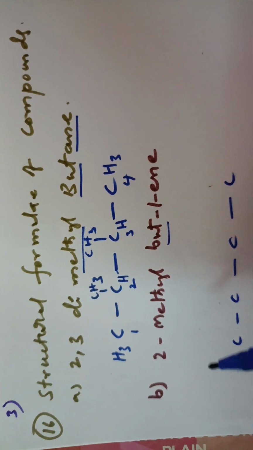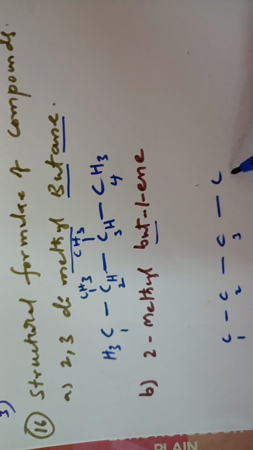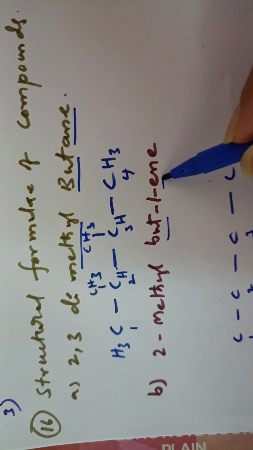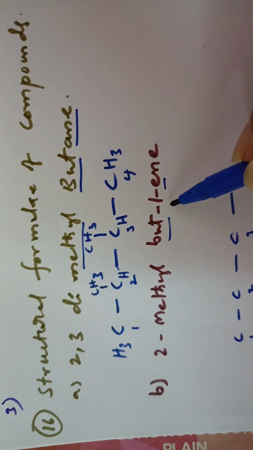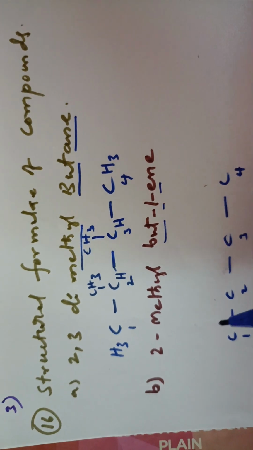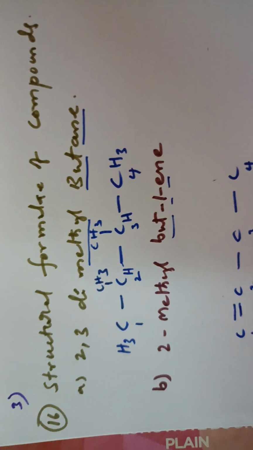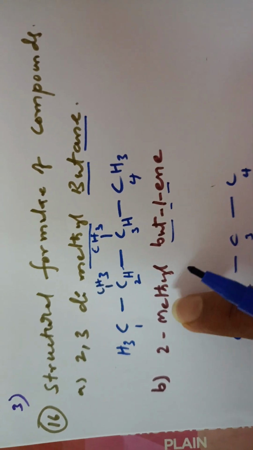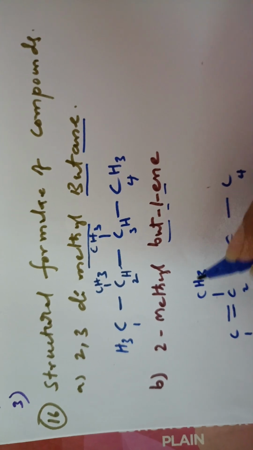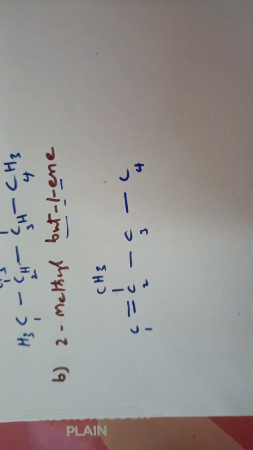And if you give the numbering 1, 2, 3, 4. But-1-ene. Ene means it has the double bond at the position of the first carbon. That means this is the first carbon. Ene means it has the double bond. Okay, and at the second carbon it has the methyl group. This is the methyl group simply. So remaining we have to fill with hydrogen atoms.